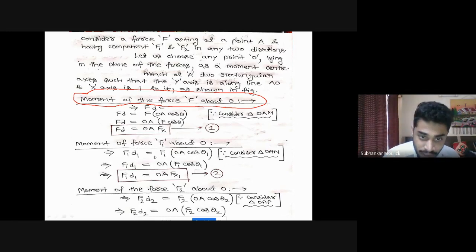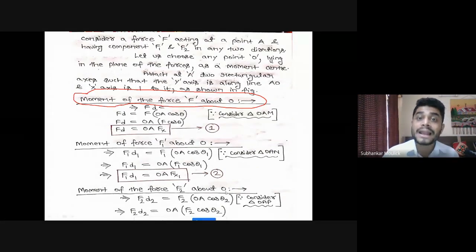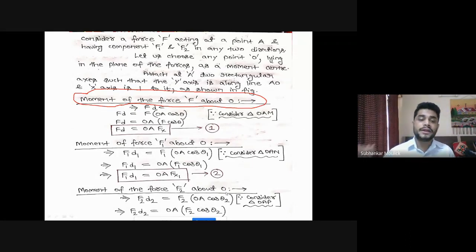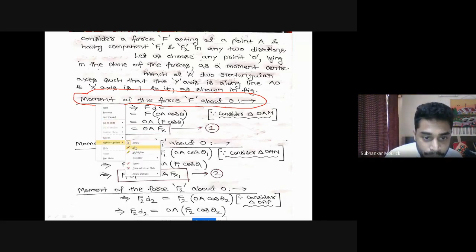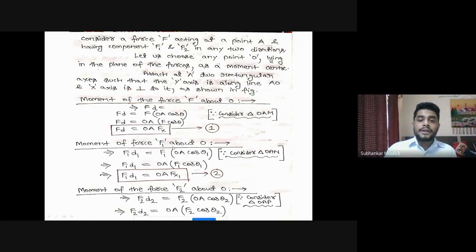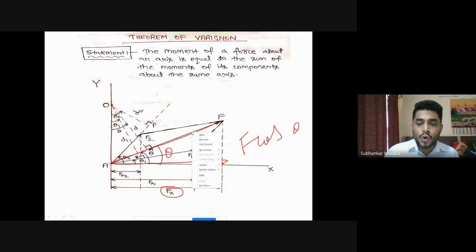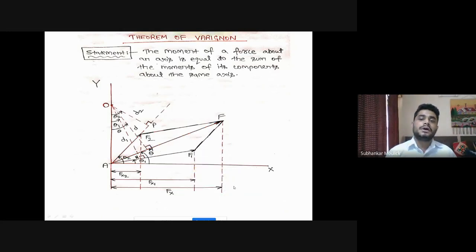Similarly, I have to find the moment of force F1 about O as well as the moment of force F2 about O. Let us find it out. I have told you for this force F. Now you have to tell me the answer. Moment of force F1 about O will be what? From the diagram, in terms of F and D.